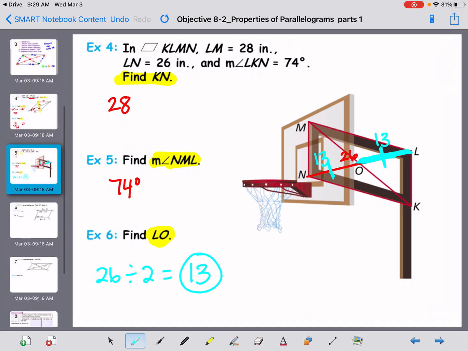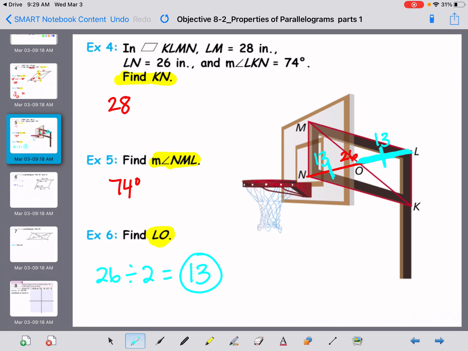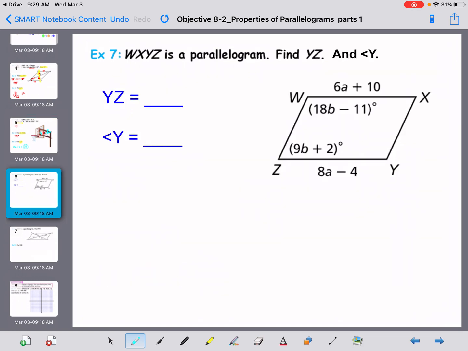All right. So now we're going to jump to a couple of algebra type problems, and let's see what we can do with these. WXYZ is a parallelogram. I need to find YZ, and then I need to find angle Y. So first, let's work with YZ. So here's YZ. And what I know is that YZ and WX are congruent.